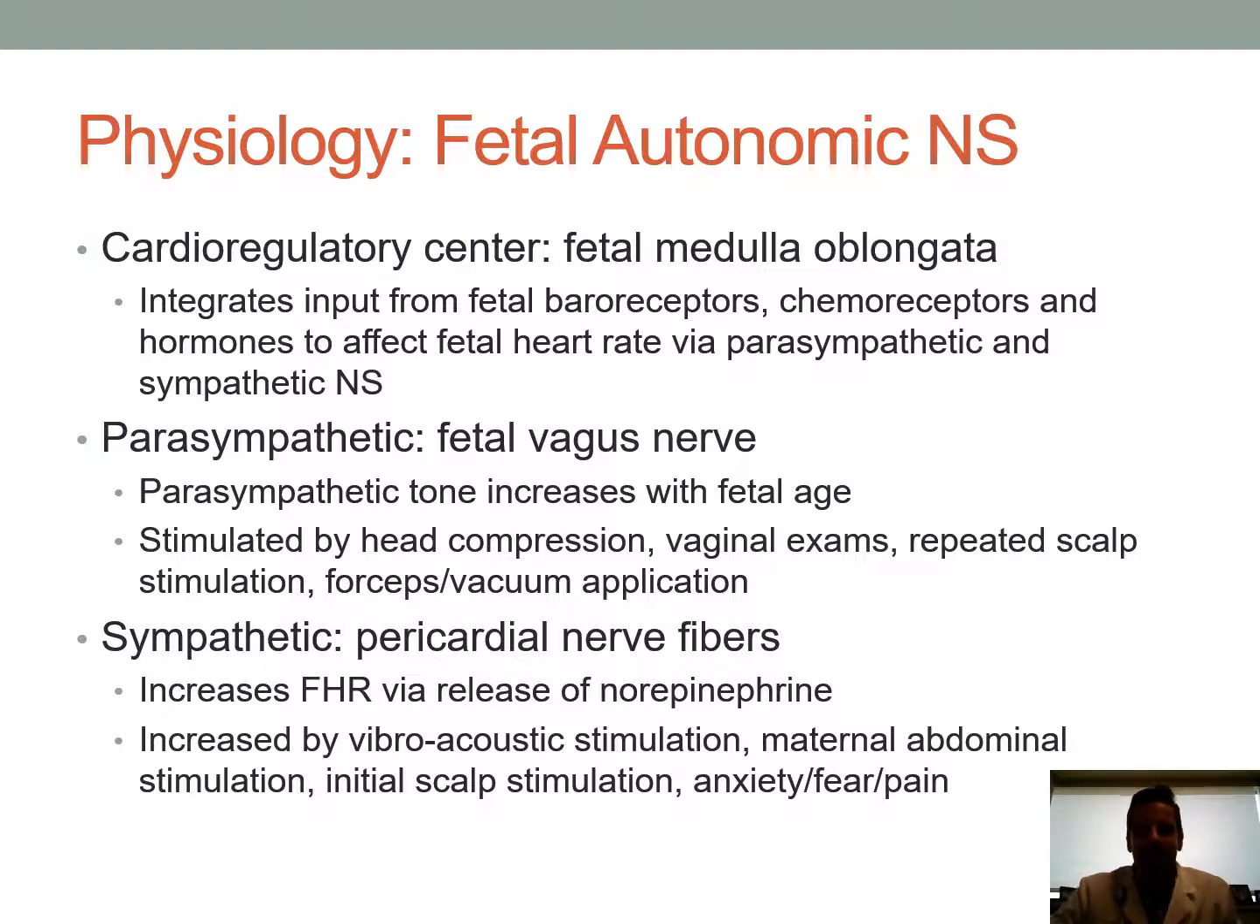So fetal autonomic nervous system, you do need to know this. So heart rate is really determined in the cardioregulatory center in the fetal medulla oblongata. That's what integrates input from fetal baroreceptors, chemoreceptors, and circulating hormones to affect fetal heart rate. So parasympathetic tone gradually increases with fetal age. So you can kind of conceptualize this from what you've seen in prenatal visits.